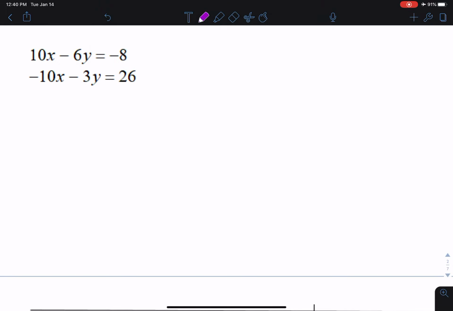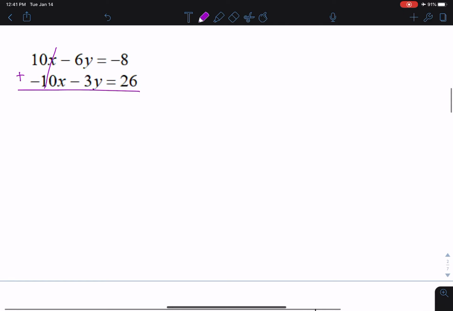Okay, now that you've tried it on your own, let's do it together. So add the equations. 10x's plus negative 10x's, no more x's. Negative 6y plus negative 3y, negative 9y. Keep the equal sign. Negative 8 plus 26, 16.